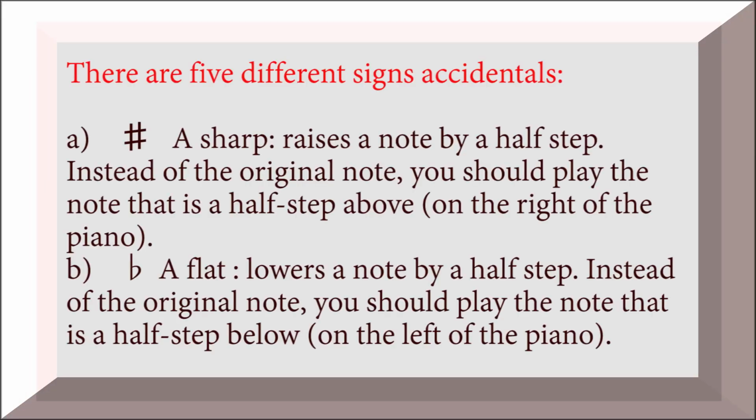The five accidentals. There are five different signs of accidentals. Number one is sharp. A sharp raises a note by a half step. Instead of the original note, you should play the note that is a half step above, on the right of it on the piano. Flat. A flat lowers a note by a half step. Instead of the original note, you should play the note that is a half step below, on the left on the piano.